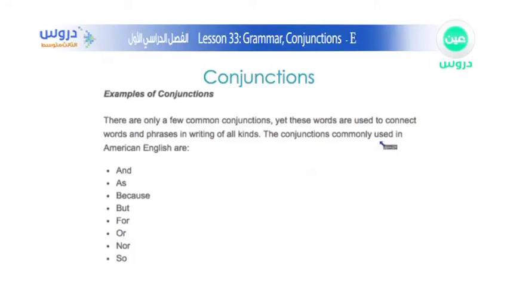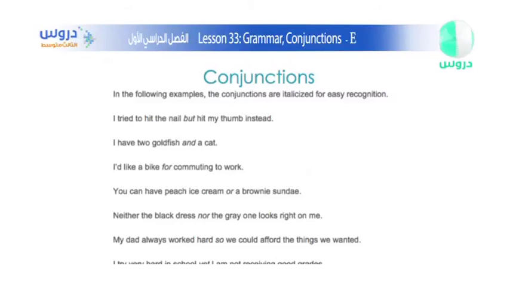The conjunctions commonly used in American English are, I'm going to list them again for you: and, as, because, but, for, or, nor, so, yet. Okay. In the following examples, the conjunctions are italicized for easy recognition. I tried to hit the nail, but hit my thumb instead. I have 2 goldfish and a cat.